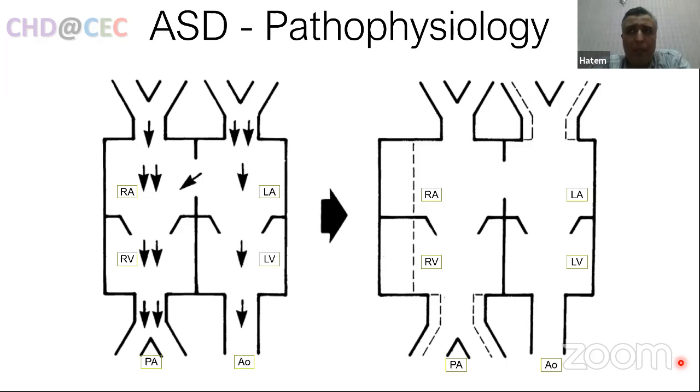Actually, also after closing ASDs, one should be careful of not giving a lot of volume into both circulations, because left atrial pressure can actually get quite high, and LV end-systolic pressure can get quite high.